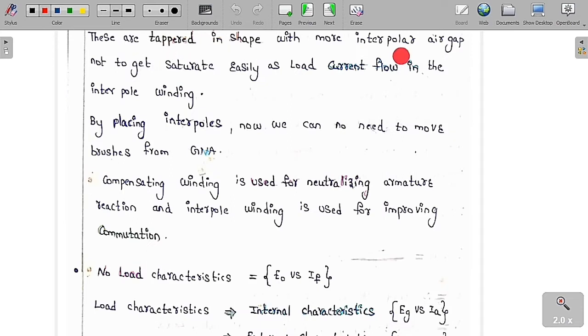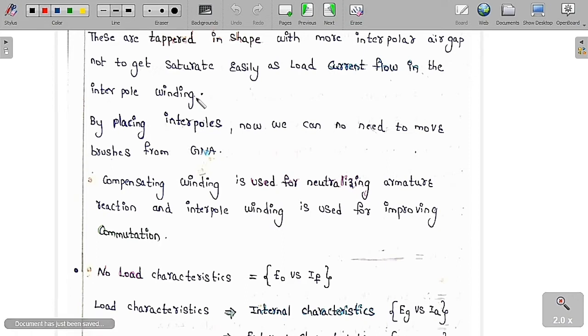They are tapered in shape with more interpolar air gap, so as not to get saturated easily as the load current flows in the interpolar winding. I have already told you these interpoles are tapered in shape. As the load current is going to flow through this interpolar winding, because armature winding and interpolar winding are connected in series, more air gap is required, so they should not get saturated easily.